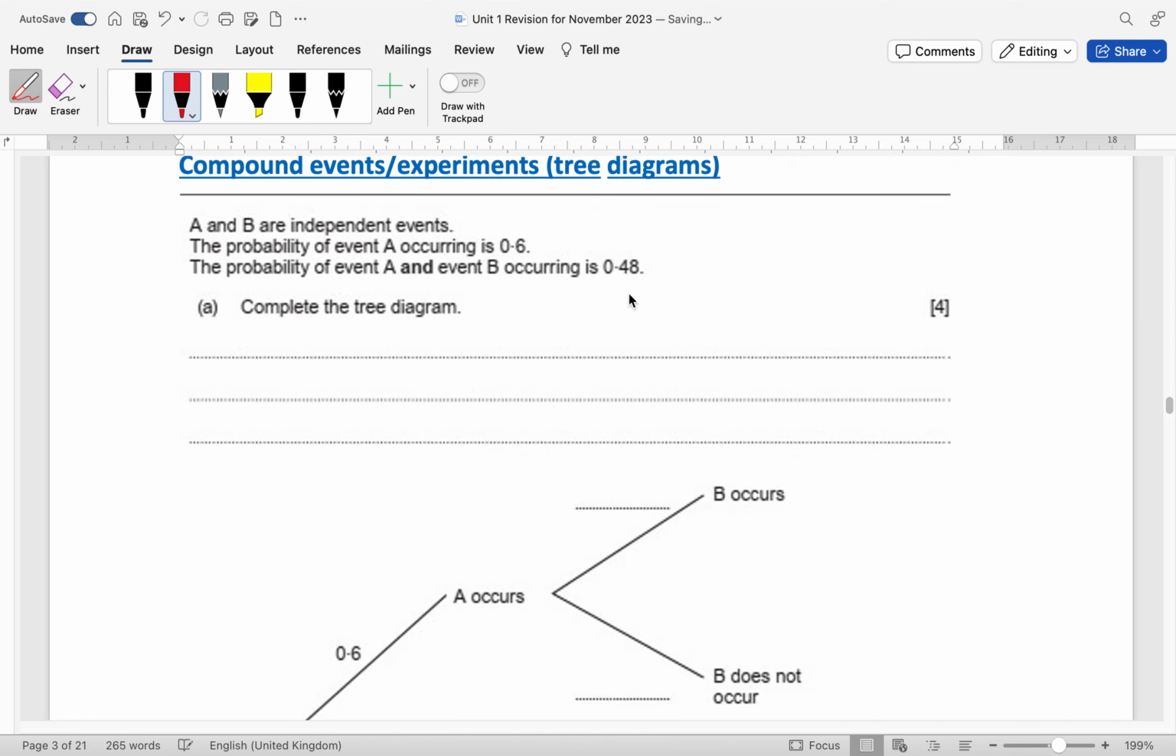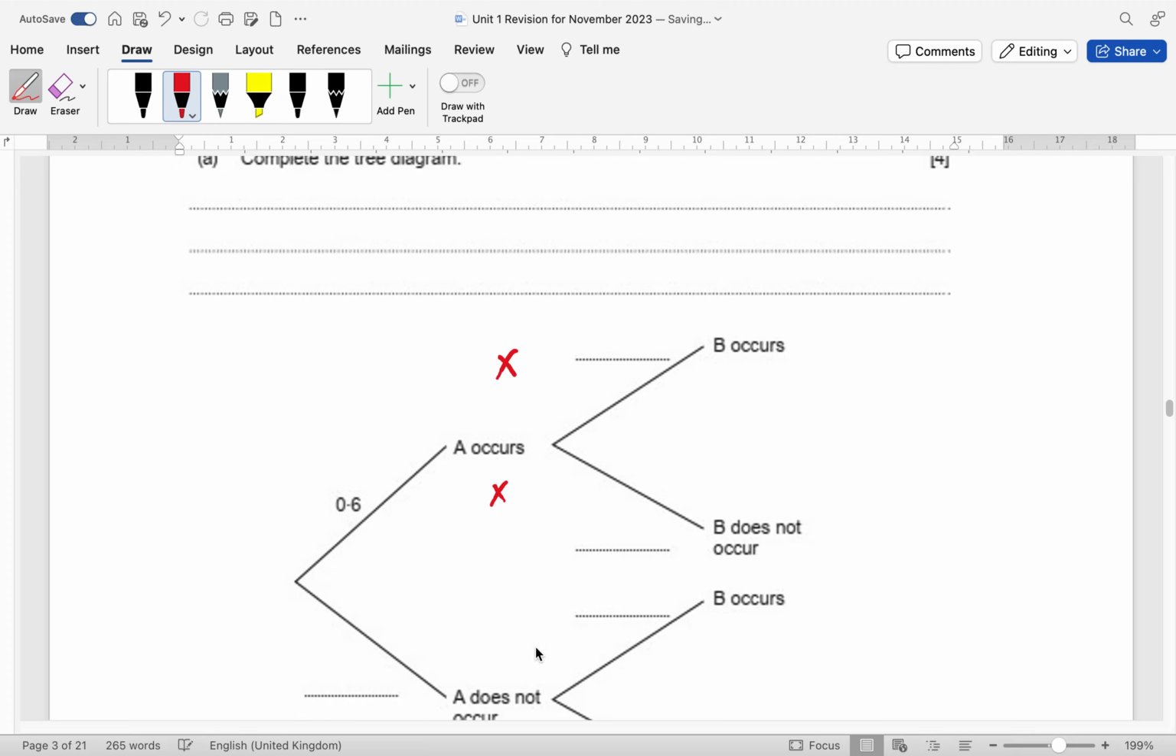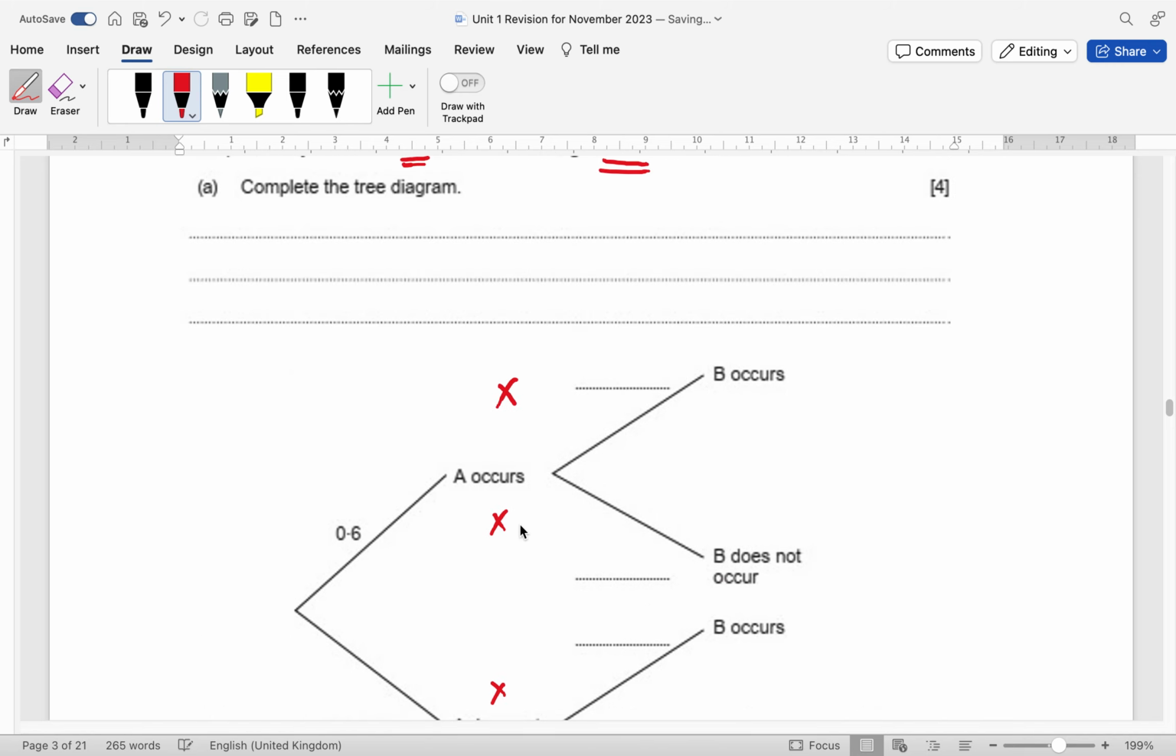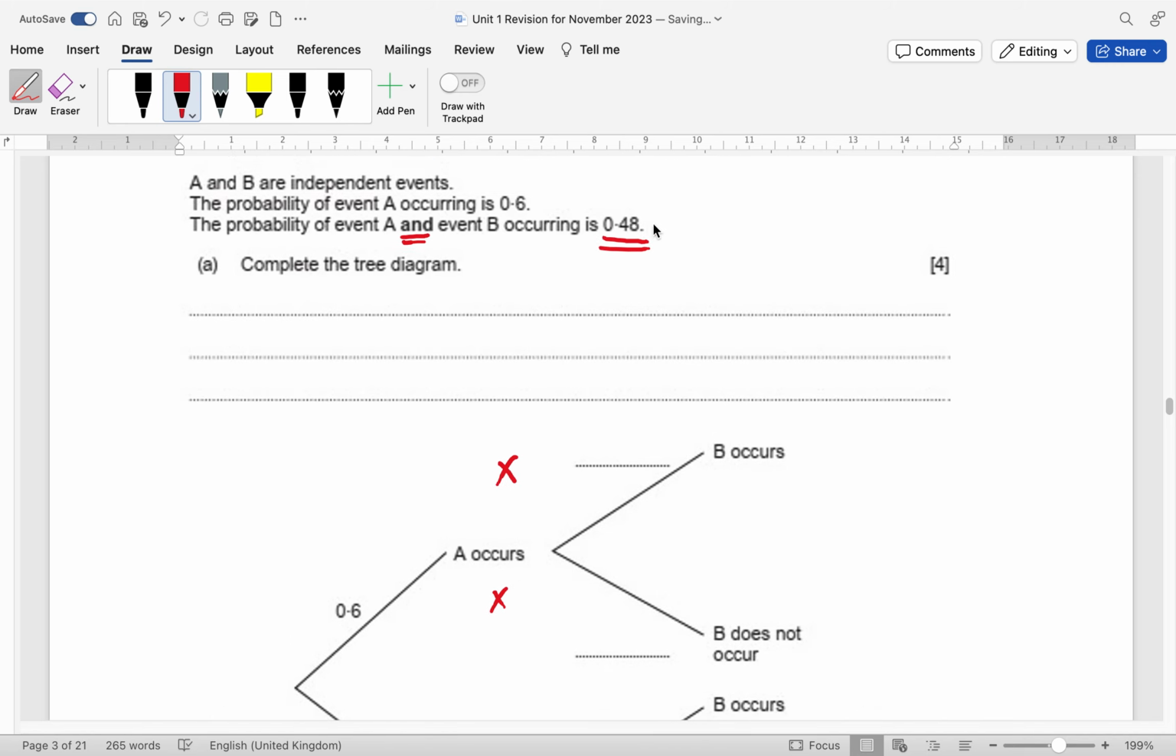Tree diagrams. Guys, we've got to be past this mistake now, right? Tree diagrams are multiplying questions. Multiply those two, or multiply those two, or multiply those two, or multiply those two. That's what they are, okay? They will sometimes give you a final answer, something that has already been multiplied. The probability of event A and event B occurring is 0.48. That's that answer there, okay?